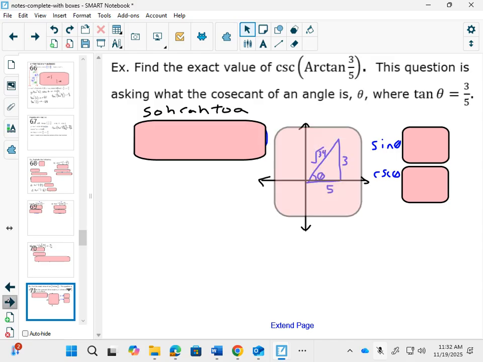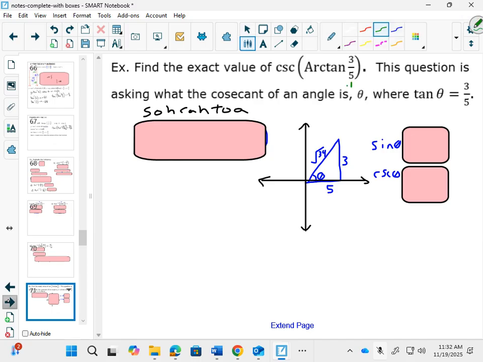Well, I could draw a picture. And since arctan is of a positive number, you know it has to be in quadrant 1. We don't have to draw it in quadrant 3.